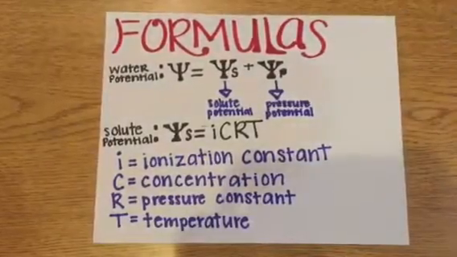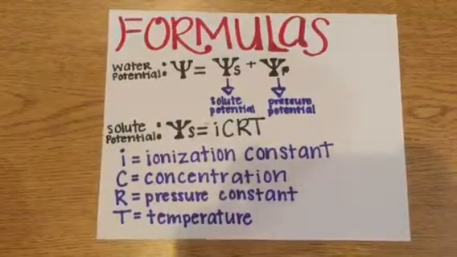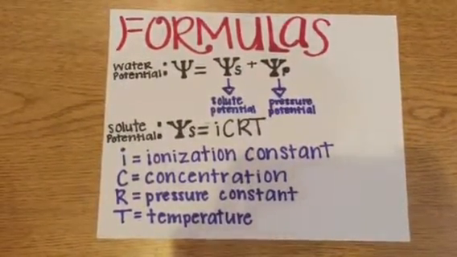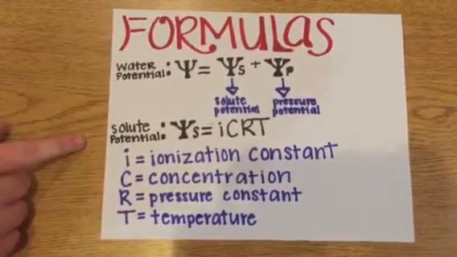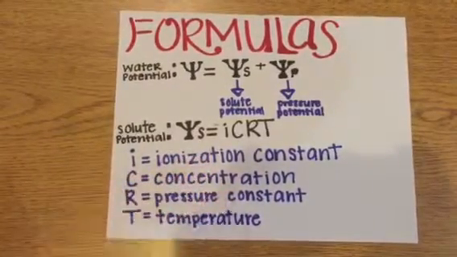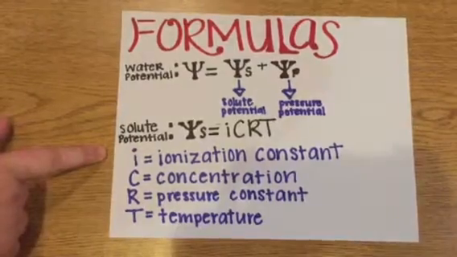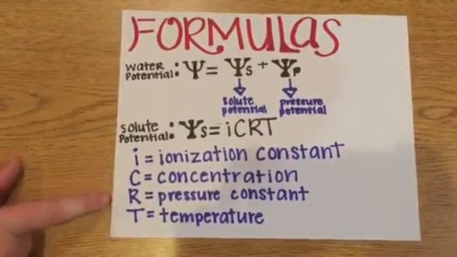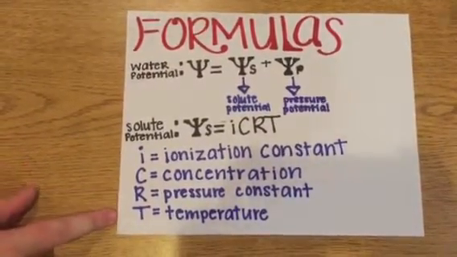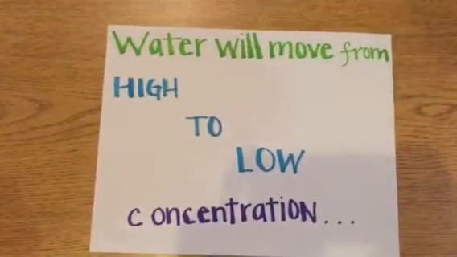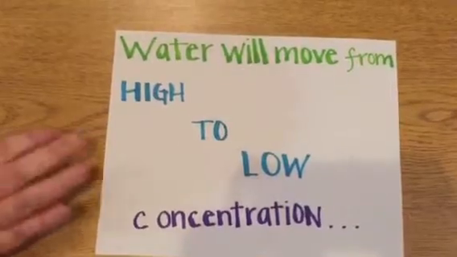The formula for water potential is psi equals solute potential plus pressure potential. To find the solute potential, you take negative iCRT. i is the ionization constant, C is the concentration, R is the pressure constant, and T is temperature. Water will always move from a high to low concentration.